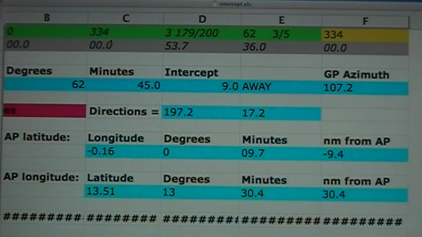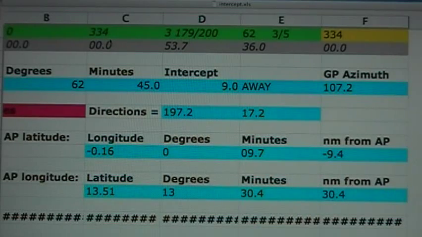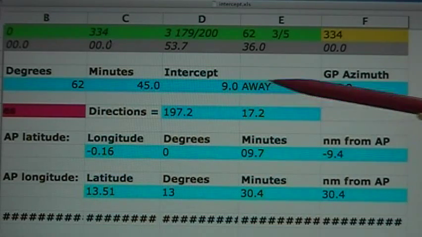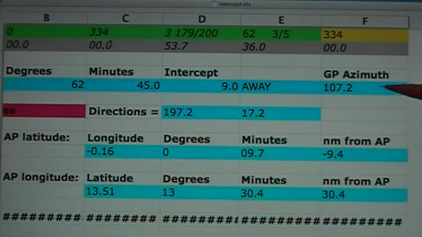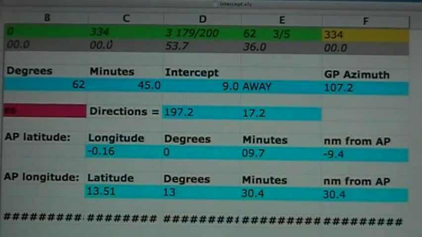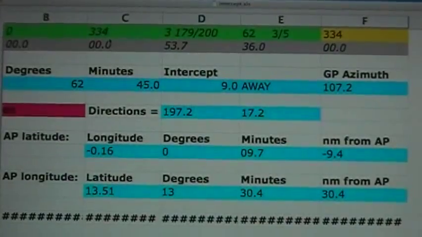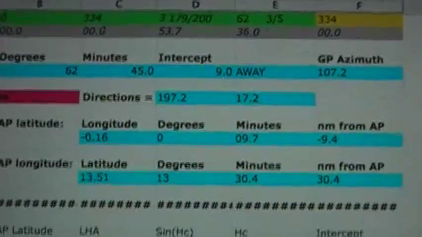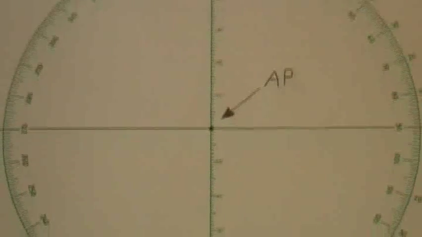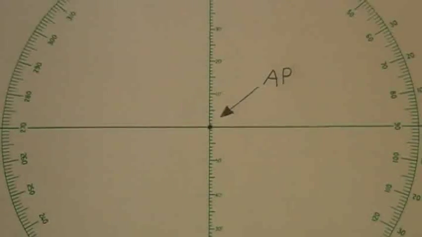In this video, I demonstrate the plotting of a line of position, or LOP, according to the method of Marcq St. Hilaire. I have here a spreadsheet which has calculated that the intercept is 9 miles away and the GP azimuth is 107. The assumed position, or AP, for this line of position had integral values for both its latitude and its longitude, which places the AP in the middle of the plotting sheet.